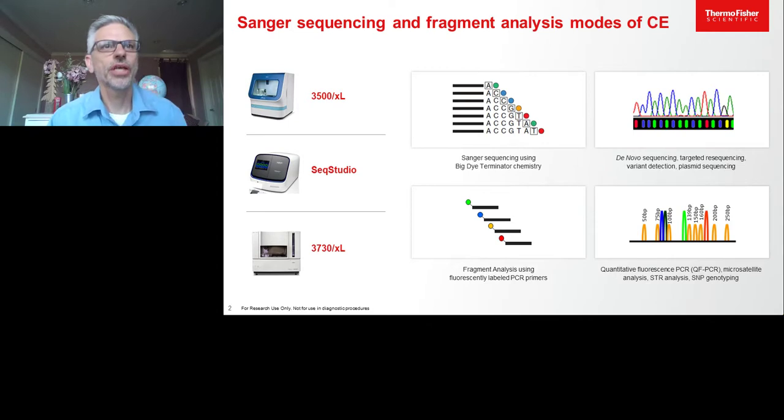So by way of introduction and reminder, there are two different genetic analysis applications that run on the family of Applied Biosystems capillary electrophoresis systems. The first is Sanger sequencing using BigDye Terminator chemistry, which is used to carry out standard DNA sequencing such as de novo sequencing, targeted resequencing, variant detection, and plasmid sequencing.